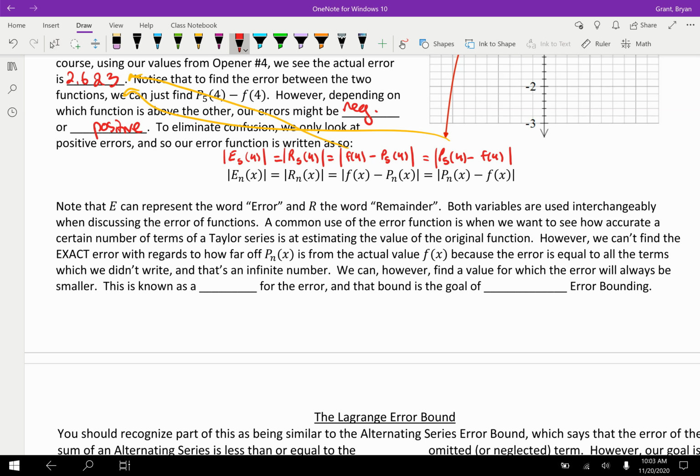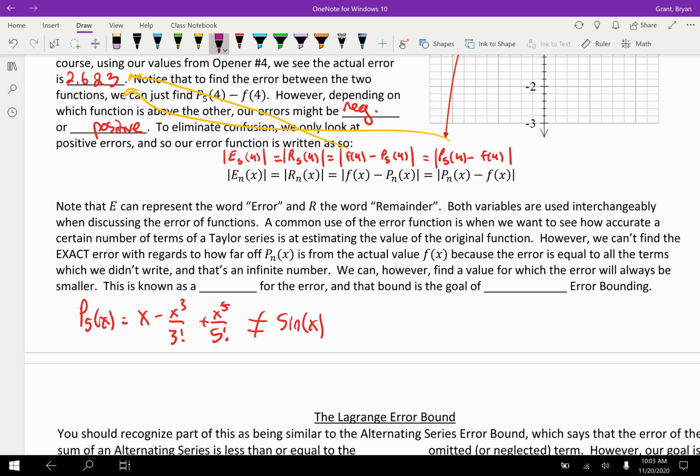So we found p sub 5 of x, right? And that was x minus x cubed over 3 factorial plus x to the 5th over 5 factorial. If I plug in a number here, like 4, that's what we did up above, then this of course is not equal to sine of x. Why is it not equal?